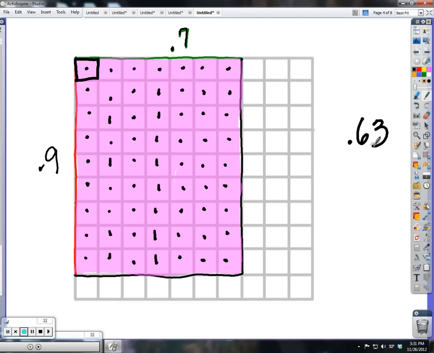63/100ths. So my answer to 7/10 multiplied by 9/10 would be 63/100ths. So let's look at that in the standard algorithm.